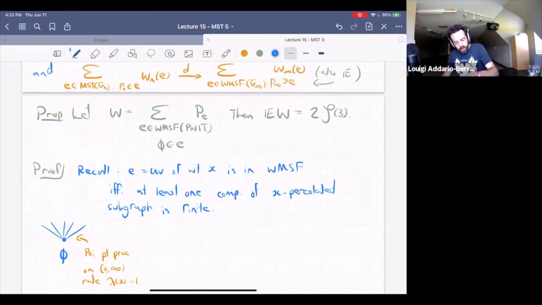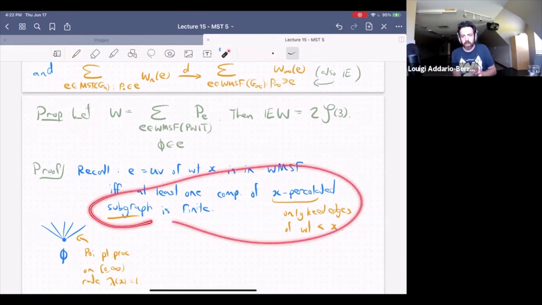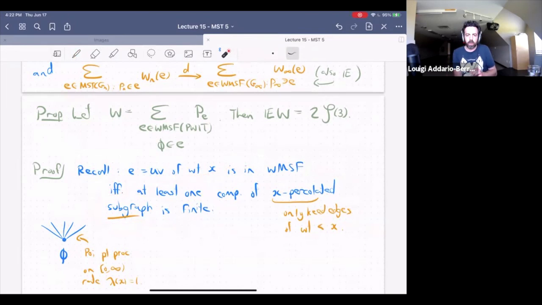Right? So this phrase means only keep edges of weight less than x. We saw this when we were studying free versus wired minimum spanning forests. We used this to show that the free and wired minimum spanning forests were the same when the graph had unique infinite clusters.